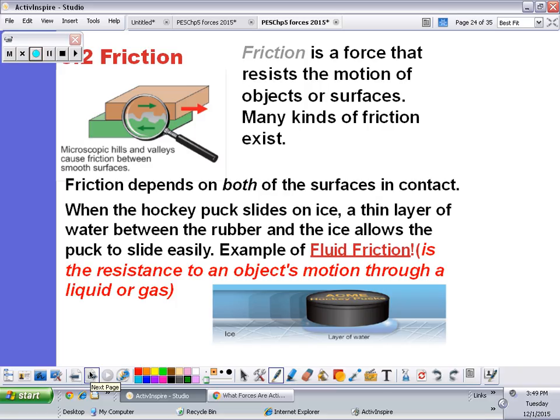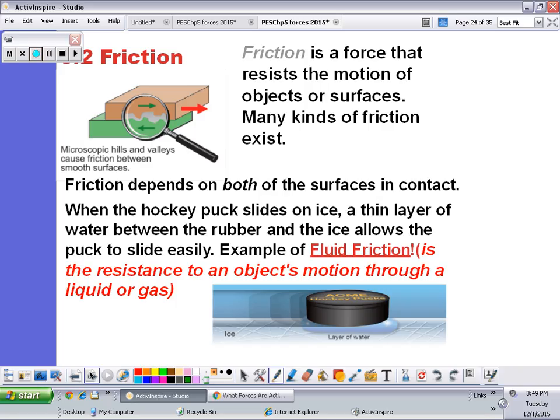Friction. Friction, friend or foe? Friction is a force that resists the motion of objects or surfaces. Many kinds of friction exist. So we're going to break this down, and you have listed different types of friction. And so friction is going to depend on both of the surfaces that are in contact.